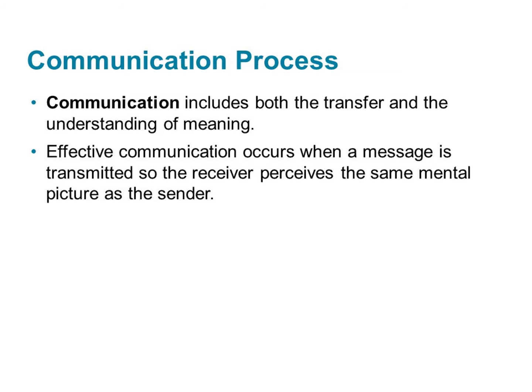Communication includes both the transfer and the understanding of a message. So 2 things: transfer and understanding. Effective communication then occurs when a message is transmitted so that the receiver perceives the same mental picture as the sender of the message. So effective communication requires 2 people. You can't be effective unless the other party actually understands what you wanted them to understand.